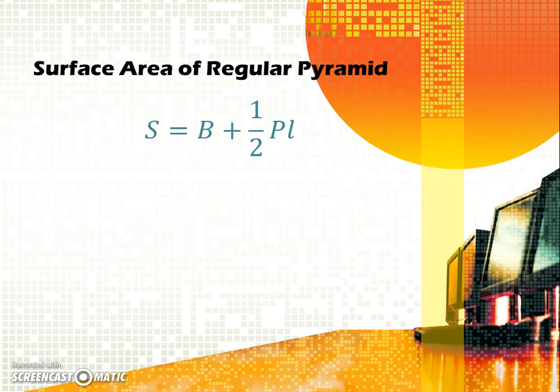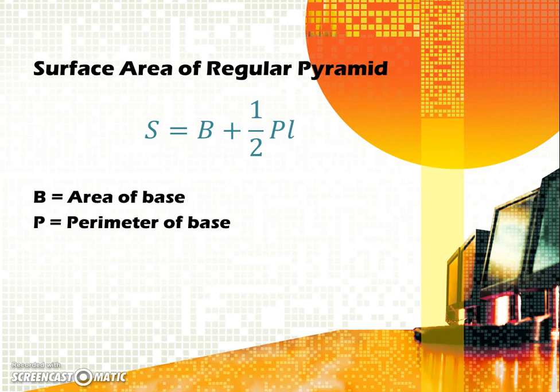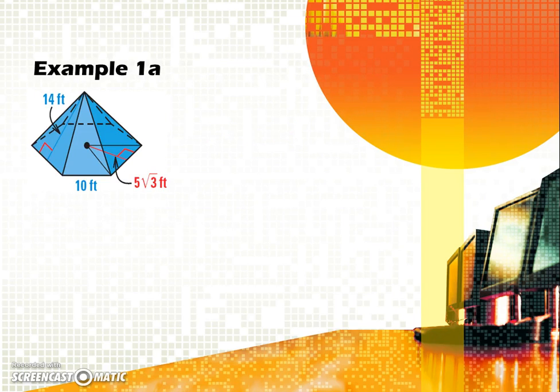So the surface area formula is S = B + 1/2 P L. L is the slant height. Capital B is still the area of the base. Capital P is still the perimeter of the base. And again, S is just surface area. So here's how we use it.